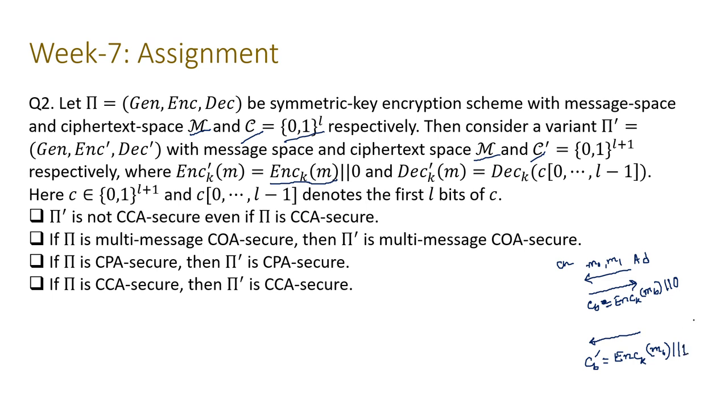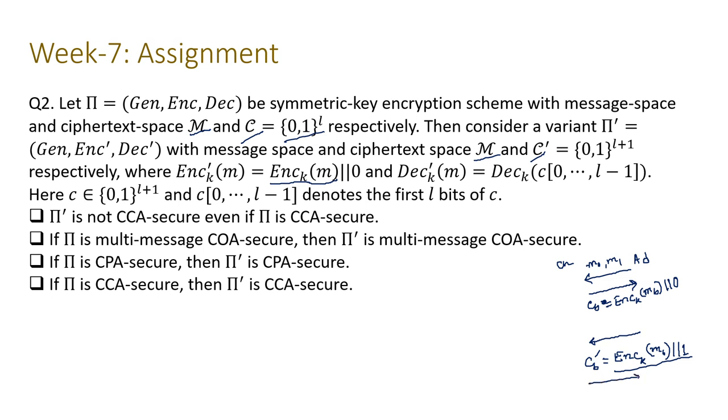So this 0 is flipped to 1. Now this, as a whole, this ciphertext is different from the challenge ciphertext. So the adversary is allowed to query with a ciphertext which is different from a challenge ciphertext, right? Now when this ciphertext goes to the decryption oracle, the decryption oracle replies with what?